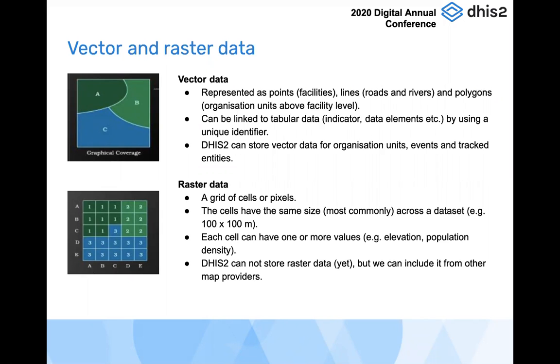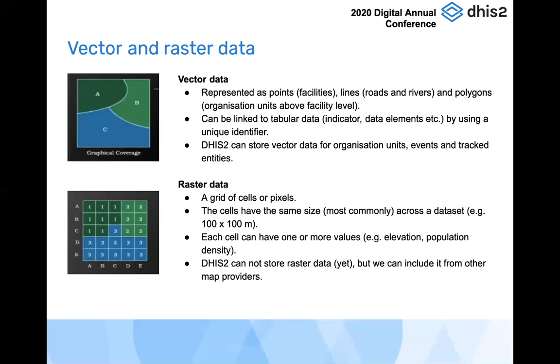So we have two types of data when we talk about mapping or GIS. One is vector data, and these are represented by simple geometry types. Most often it's just points, which just have a latitude, longitude location. That will be, for example, your facilities. And then we can have lines. These are often used to map roads and rivers. And we also use them to map tracked entity relationships, where we draw a line between two points to track the entities.